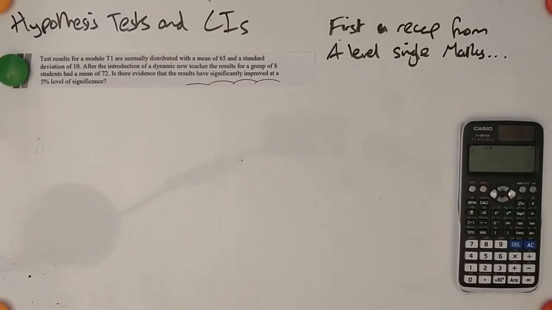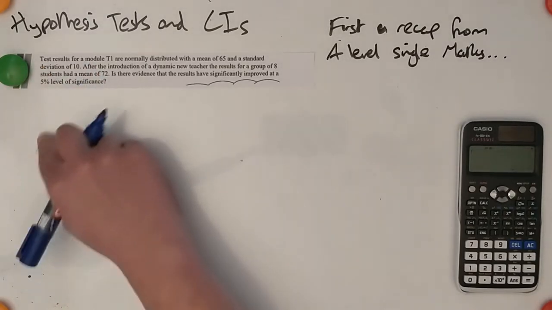So on to chapter 9, which is further hypothesis tests and confidence intervals. But before I do anything, I just need to do a quick recap of chapter 18 from the A-level single maths. So test results for a module T1 are normally distributed with a mean of 65 and a standard deviation of 10. After the introduction of a dynamic new teacher such as myself, the results for a group of 8 students had a mean of 72. Is there evidence that the results have significantly improved at a 5% level of significance?